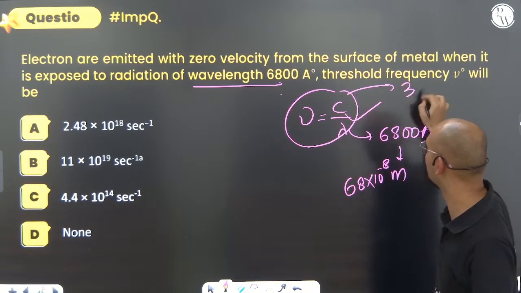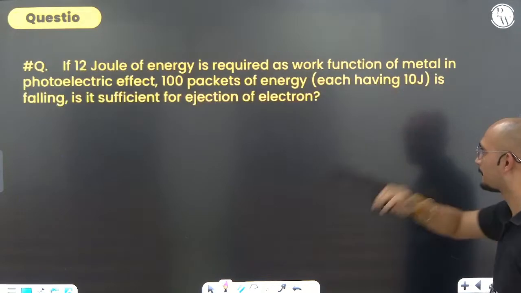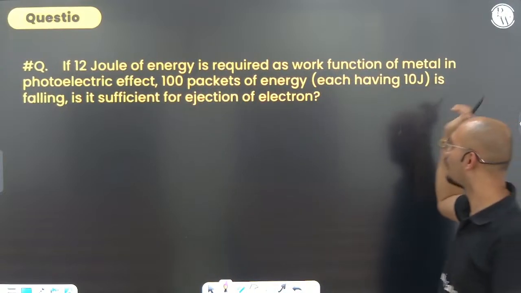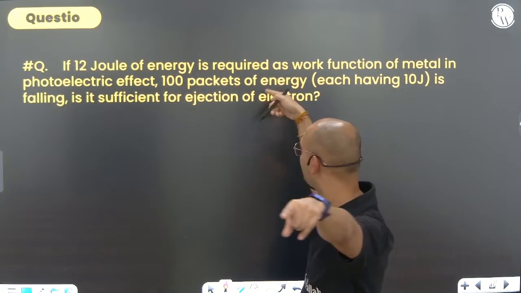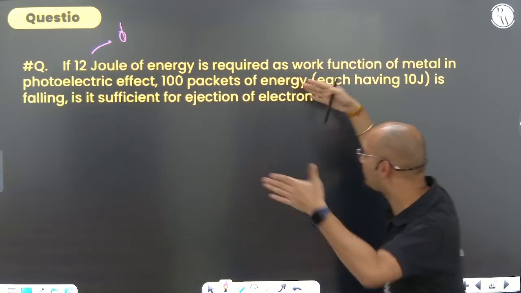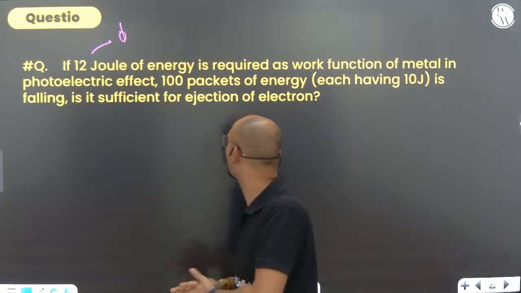C, I hope you all know that it is 3 into 10 to the power 8 meter per second. Let's move ahead. Next, 12 joule of energy is required as the work function of a metal. Remember, phi equals 12. Photoelectric effect. 100 packets of energy, each having 10 joule, are falling in. Is it sufficient for ejection of an electron?